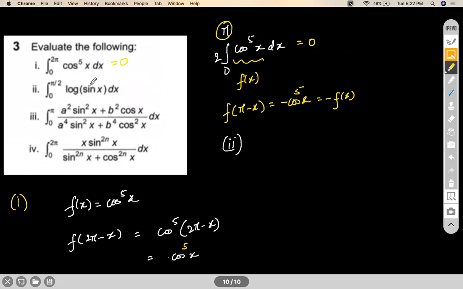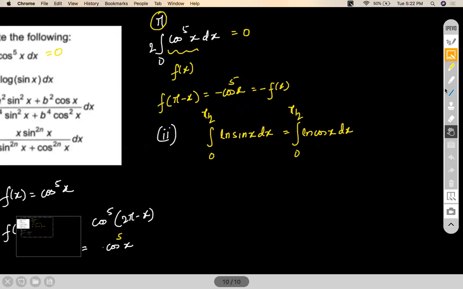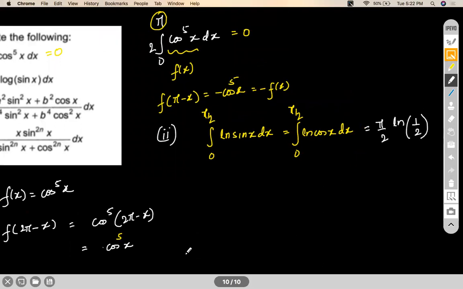This comes quite a lot. Integral of ln sin x, ln cos x. Normally a question comes in school also to prove that the integral of ln sin x is the same as the integral of ln cos x, which is equal to, yeah, who will tell me the result? Nobody remembers it. Okay, it's pi by 2 ln half.